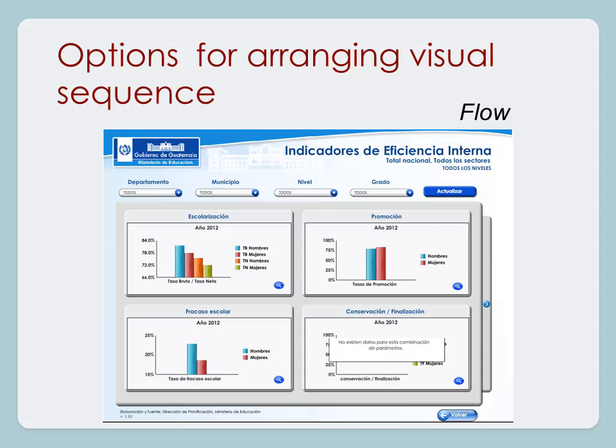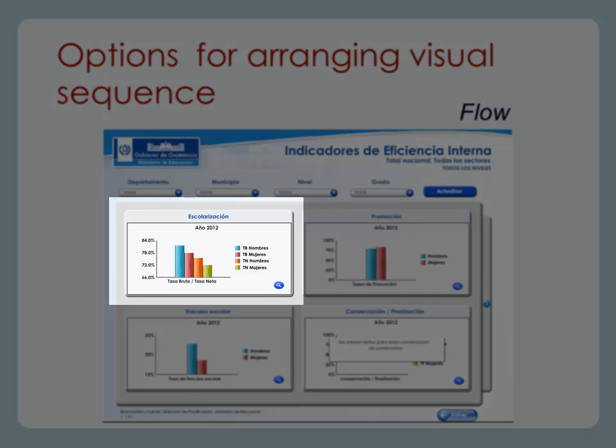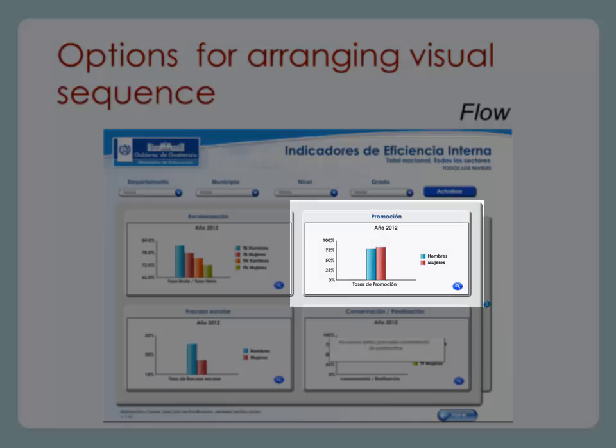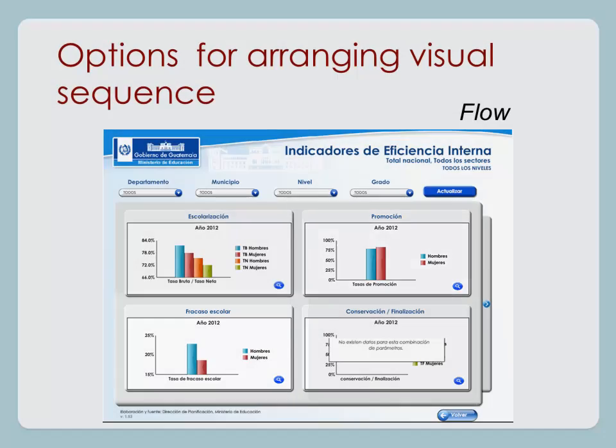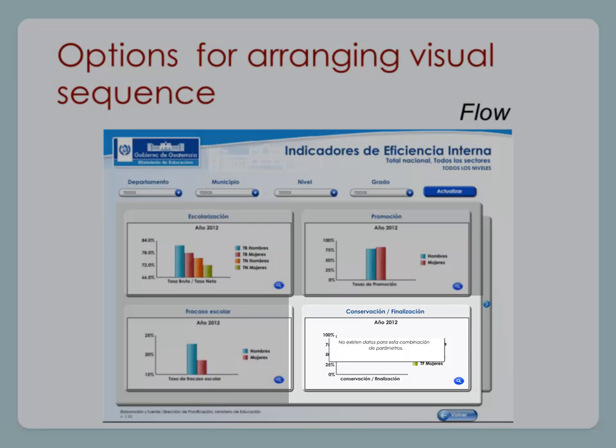Another way to modify a dashboard is by ensuring certain flow. In this specific case, the fact that we mentioned before that reading happens left to right, top to bottom, actually happens in this dashboard. And so, due to natural programming, users will read this area first, the enrollment indicator, in second place that of the promotion, third that of failure, and fourth that of conservation completion.